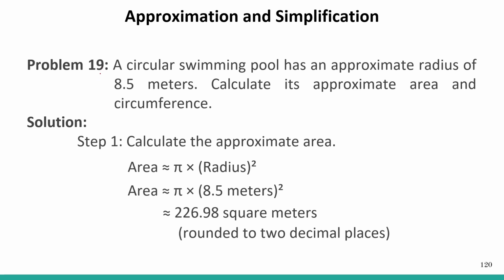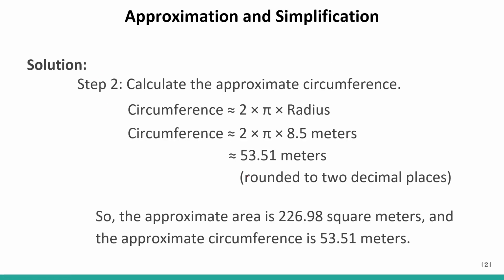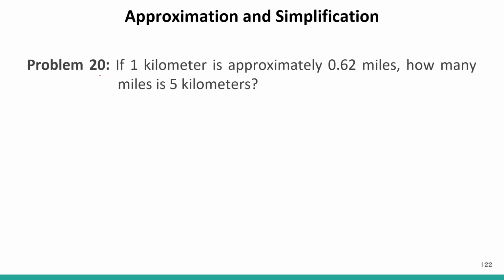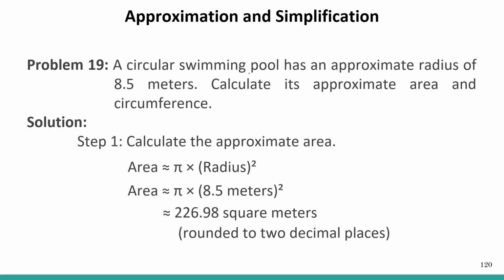Let's see problem number 19. A circular swimming pool has an approximate radius of 8.5 meters. Calculate the approximate area and circumference or perimeter. So area is equal to what? Pi r squared. So pi into 8.5 whole squared, that is equal to 226.98 square meters.